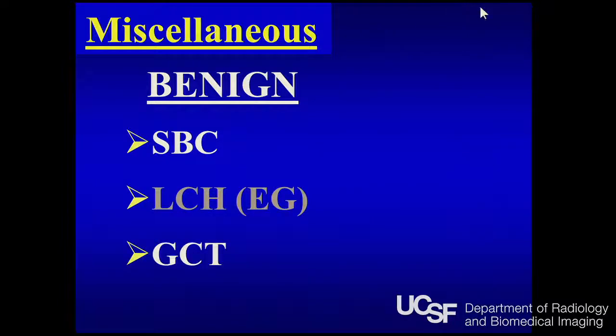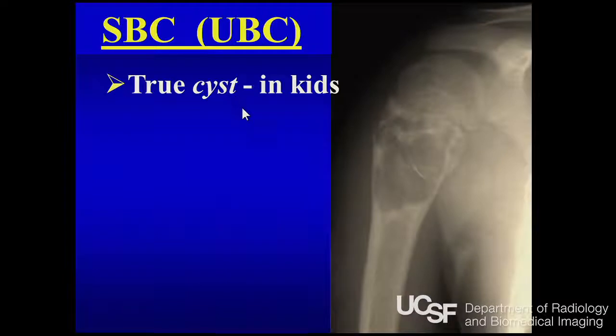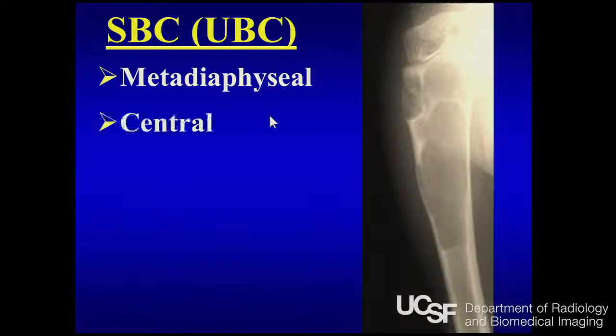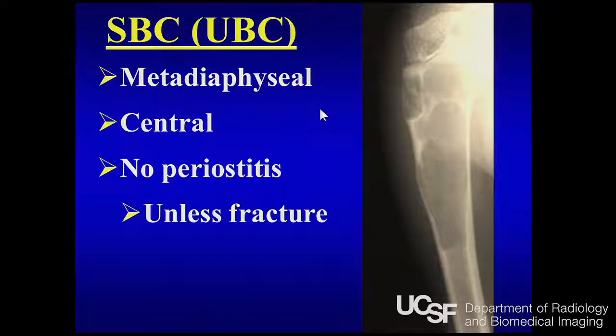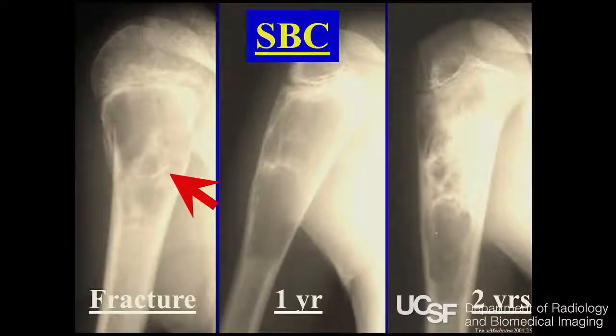A couple benign lesions to talk about. Let's start with the solitary bone cyst or unicameral bone cyst. It is a true bone cyst found typically in kids as a lytic lesion with a narrow zone of transition and relatively mild expansion. It usually targets the metadiaphysis and is located centrally in the medullary canal without periostitis, unless, of course, there's a fracture, in which case we look for the, some would say, pathognomonic fallen fragment sign.